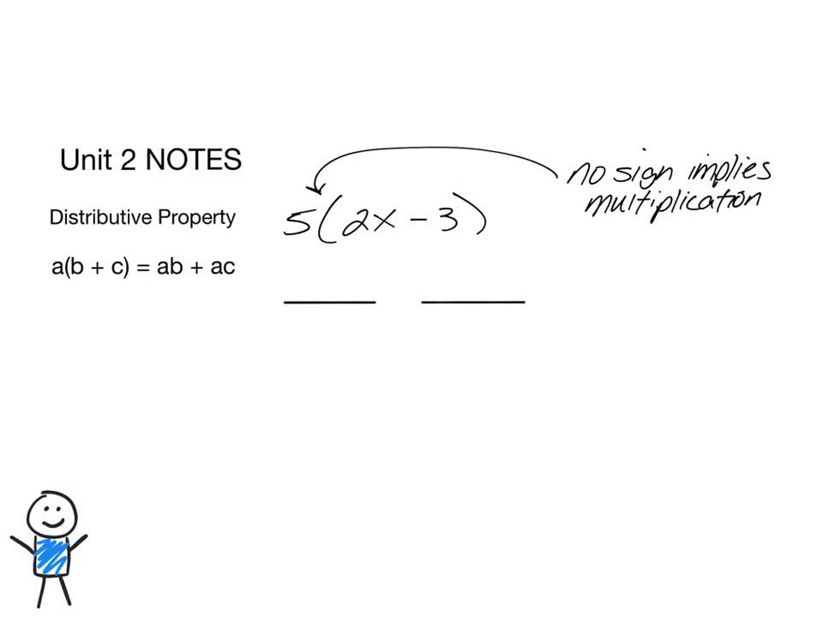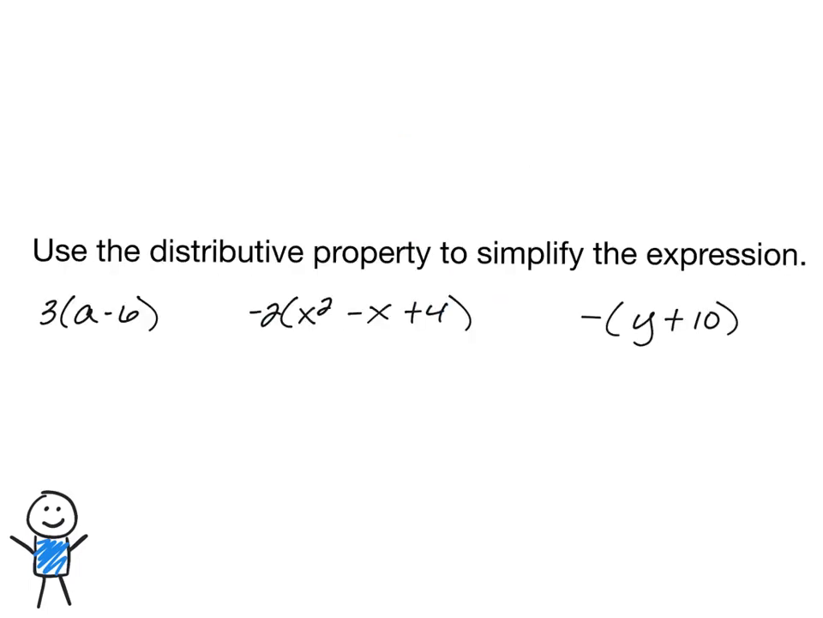It says 5 times the quantity of 2x minus 3. Let's distribute the 5 to the 2x first. 5 times 2x is 10x. But now we have to distribute that same 5 to the negative 3, the other term in the expression. 5 times negative 3 is negative 15. Now let's look at a few examples of using the distributive property.